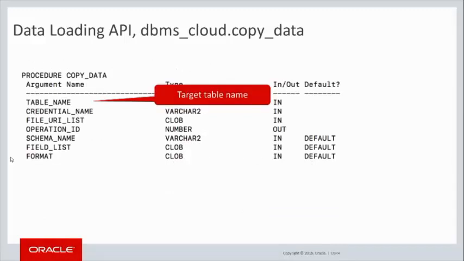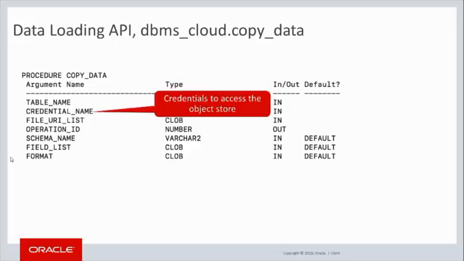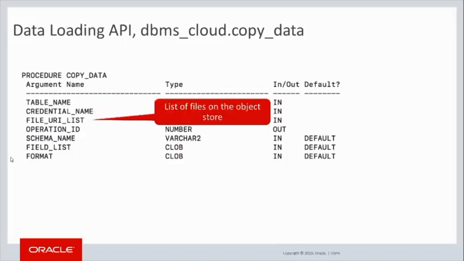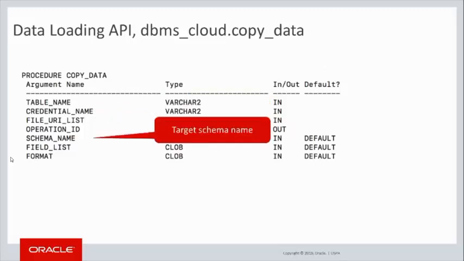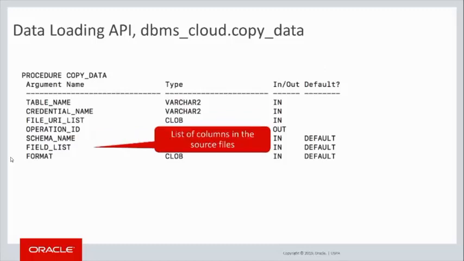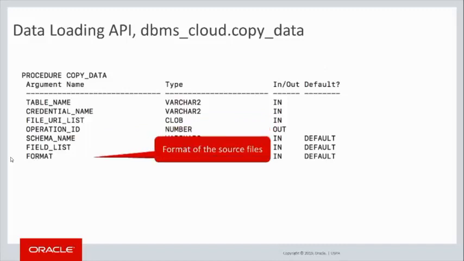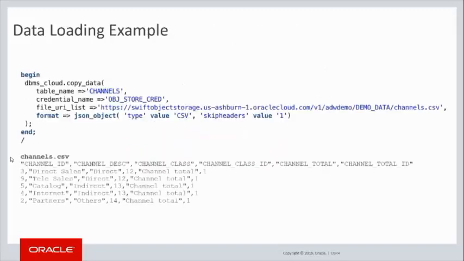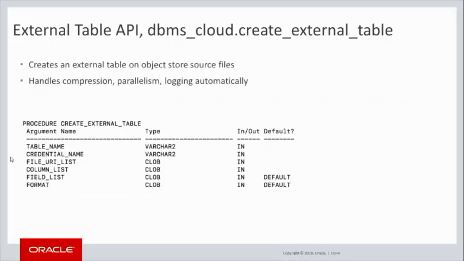You will need an existing table in the database. That is the table_name. You will need a defined credential name as discussed previously. You will need the file_URI_list as defined before. You will need the schema name that owns the table to be inserted into. The column list in the source files needs to be identified. The format of the source files needs to be specified. In this example, a CSV file is being loaded into the channels table of the database. Note that not all parameters need to be defined.